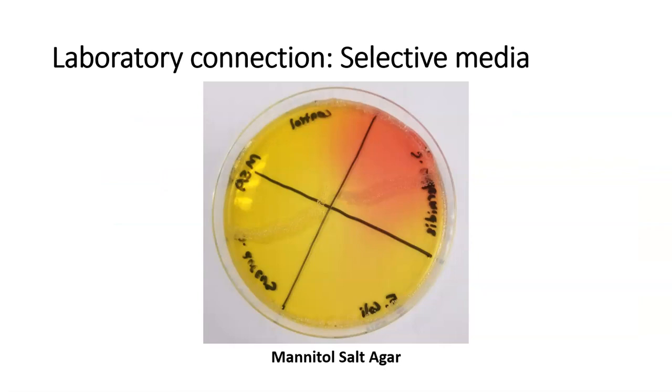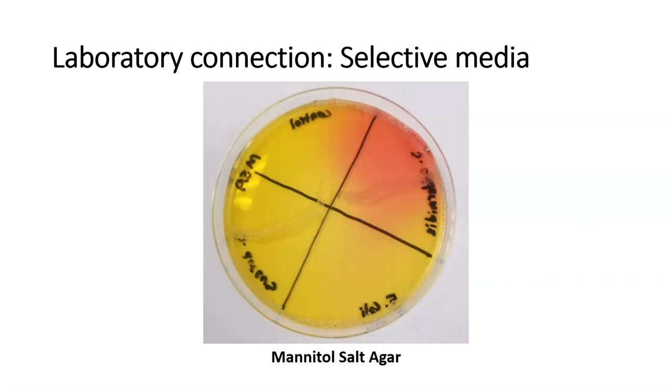Staphylococcus aureus, or Staph aureus, is an extremely important human pathogen. One way that we can isolate and identify this organism in the laboratory is to use the selective and differential media called mannitol salt agar. This medium contains enough sodium chloride to inhibit the growth of most bacteria, but it will allow the growth of our halophiles. In this picture, you can see that two organisms are able to grow, but E. coli, which is down here, is not able to grow.